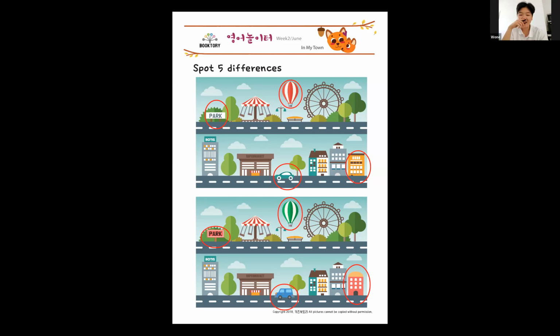I found it. Wow, this was pretty hard. Here's a cloud, and there's no cloud here. This was very tricky, very confusing. All right. So I hope you found everything. We're going to go on to the next page.